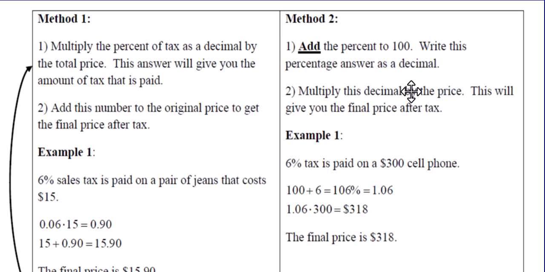I guess I shouldn't say 106% tax, but 6% on top of the full price. 100 plus 6% is 106%, or 1.06. Then we'll multiply that decimal by the price. This will give you the final price after tax. So again, here in PA, I just take a price for an item times 1.06, and that will get me the final price with 6% sales tax.